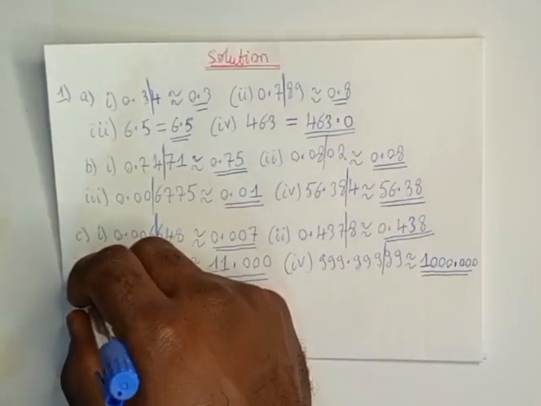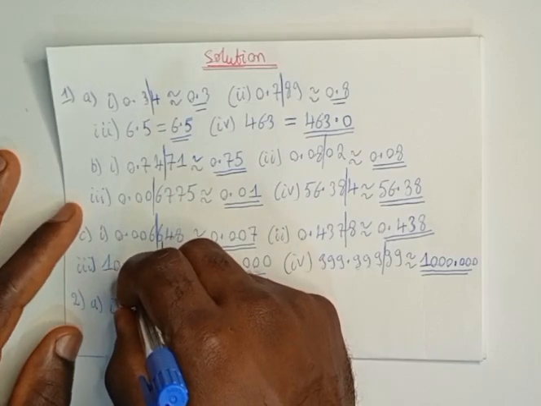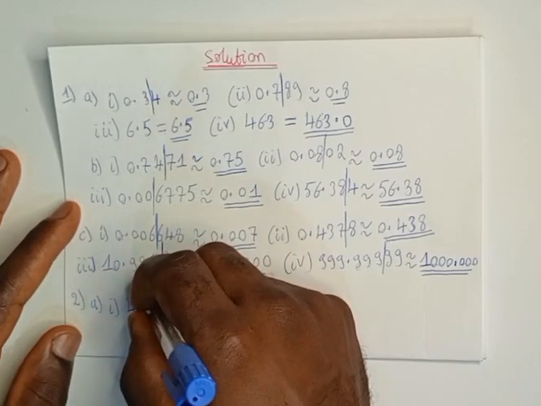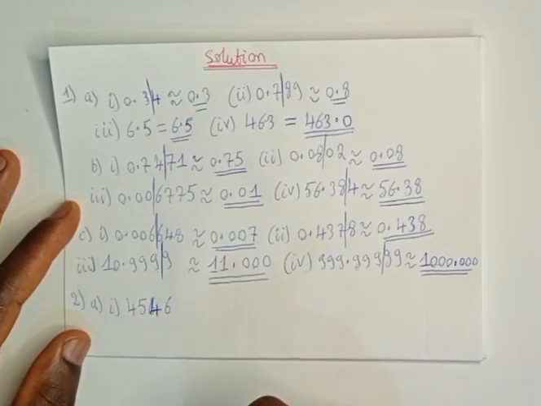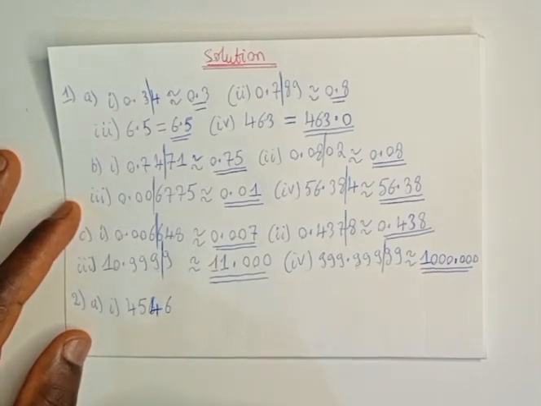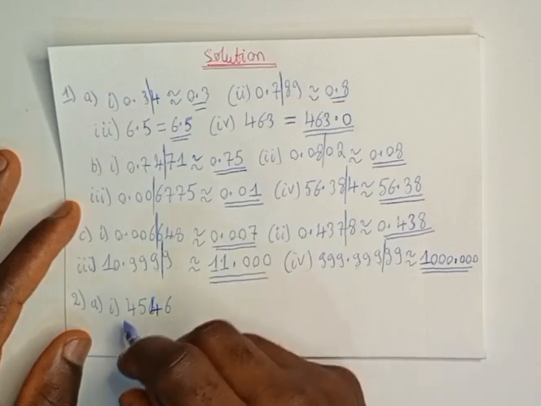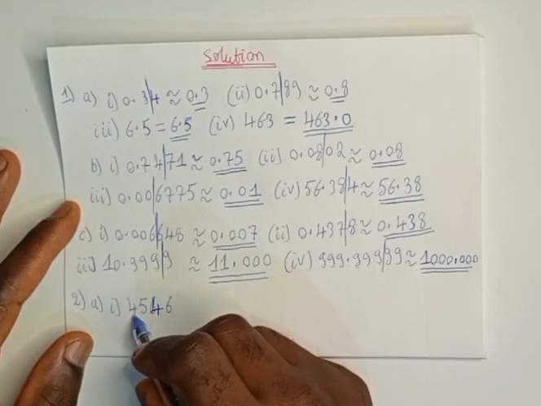4546. Question 2A, I, we have the number 4546. To express this to 1SF, remember, we start counting the significant figures from the first non-zero digit, starting from the left hand side to the right. This is our first non-zero digit from the left hand side. This is our first significant figure.